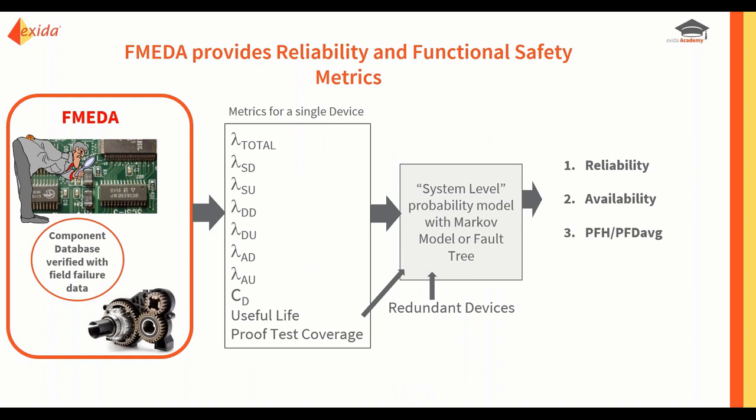So ultimately, when we do an FMEDA, what we're looking for is the reliability of a design, the availability of the safety function in a device, and also the probability of failure of a design. Where we get this from is, as I say, we do our FMEDA using a component database. It doesn't have to be necessarily exida, as there are other databases out there, but one of the key elements is to ensure that the database is verified with field failure data. From this, we take our metrics: for each individual component, whether it will fail safely or dangerously. We also need to know the diagnostic coverage, so whether the diagnostics will detect a particular failure or not, the useful life, as I just previously spoke of, and also the proof test coverage. We take all these metrics and they're put into a system level probability model. From this, we're able to ascertain the reliability, availability, and the probability of failure in a particular device.